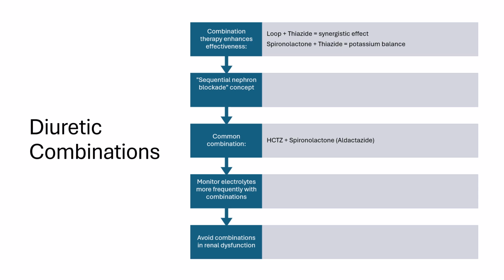Spironolactone is a potassium-sparing diuretic that works by blocking aldosterone receptors. With combination therapy, you need to monitor electrolytes more frequently. Avoid combinations in renal dysfunction as the risk of complications increases. The synergy between diuretics can be powerful, so start with lower doses when using combinations.